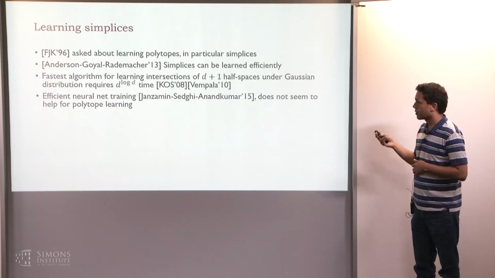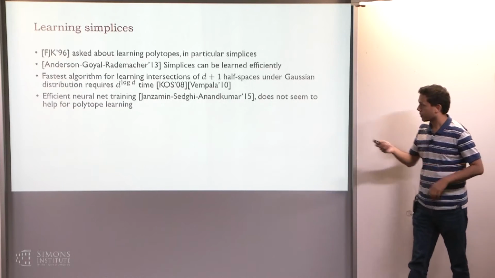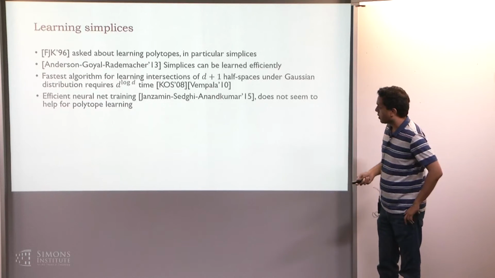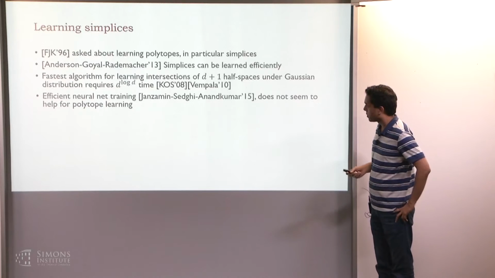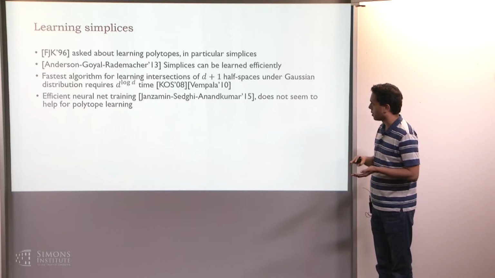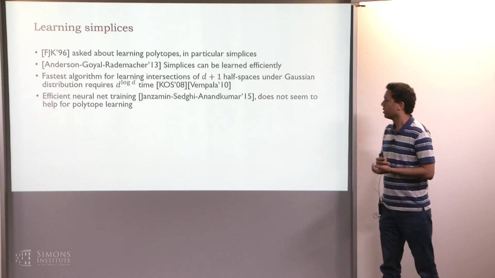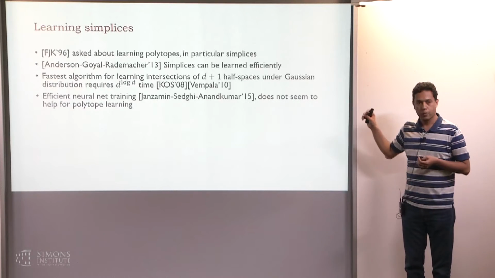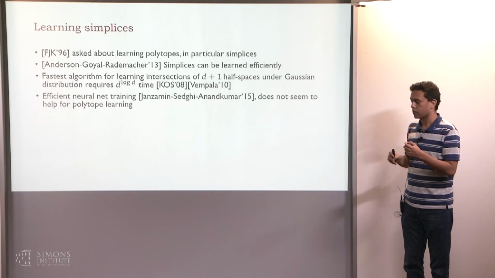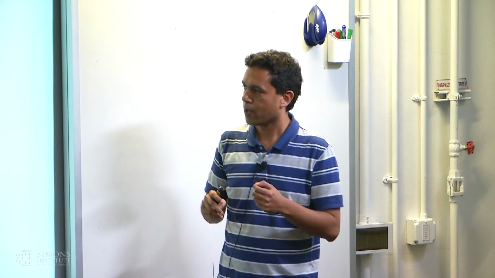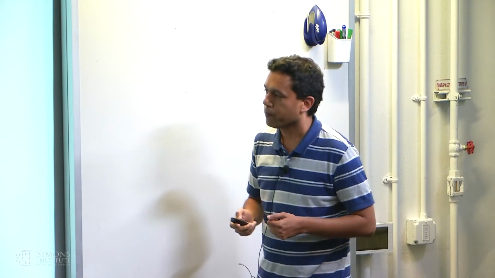There are results for training neural networks, particularly this result, which works for one hidden layer, but does not seem to be applicable to our problem because the top gate there is a sum gate, and I don't know how to make it work for our problem.